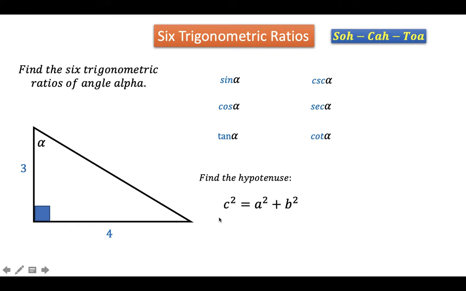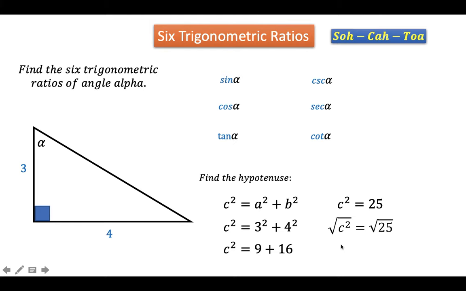Let us substitute the values of the legs, which are 3 and 4, to a and b respectively. Then simplify. 3 squared is 9, 4 squared is 16, then add. 9 plus 16 is 25. Then to get c, take the square root of both sides so that c is left. The square root of 25 is 5. Therefore, our third side, or hypotenuse, is 5.